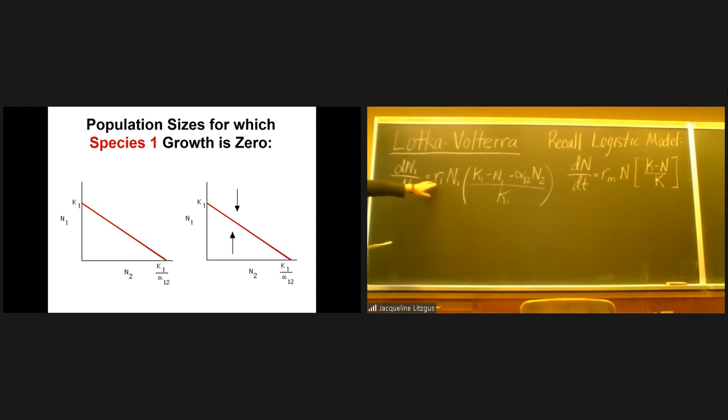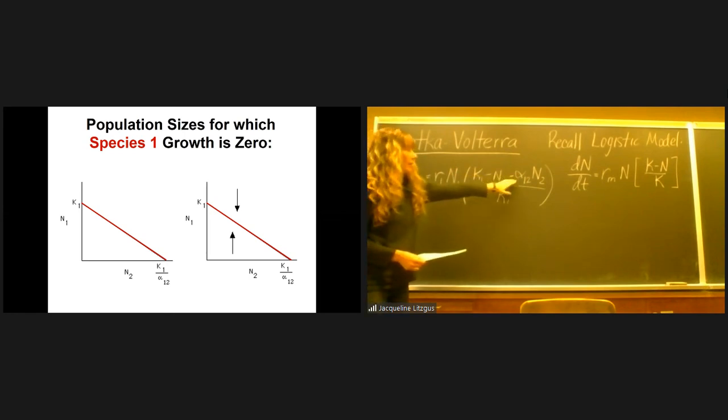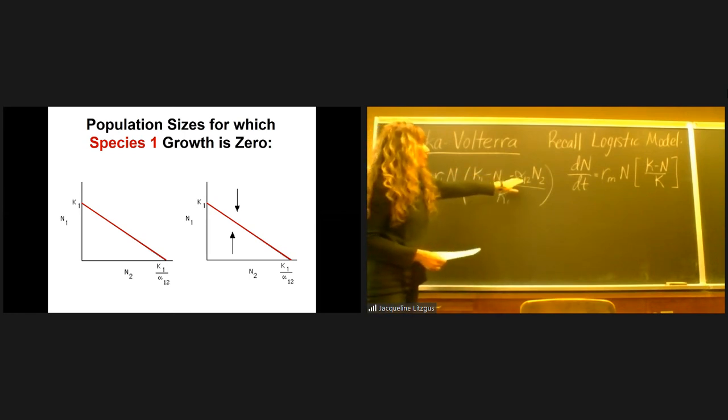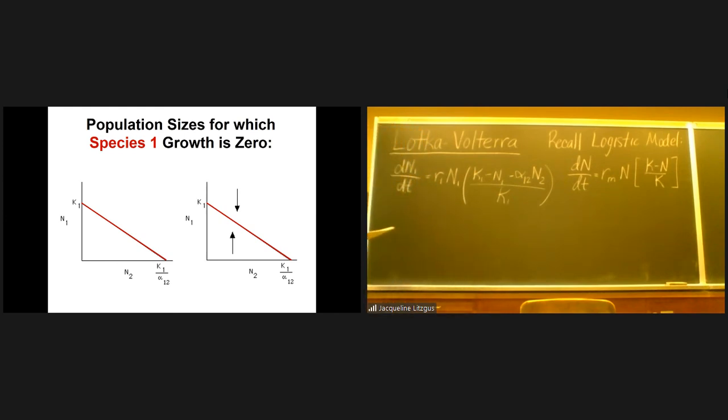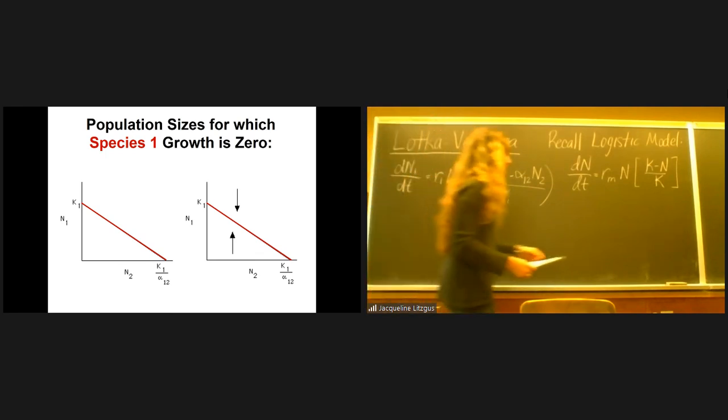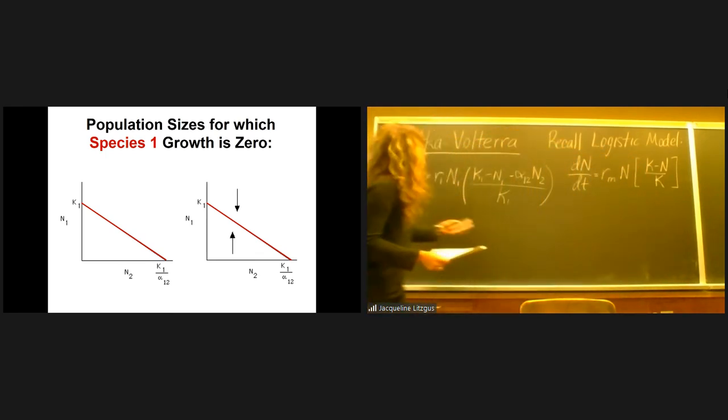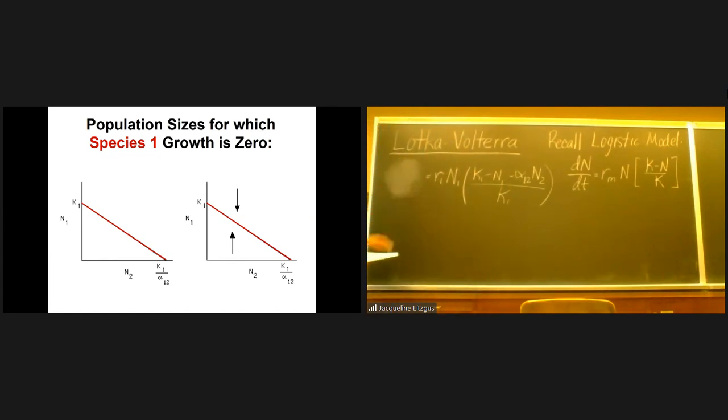So that's the growth equation for species 1: dN1 over dt equals r1 N1 times the density-dependent part, K1 minus N1 minus alpha 1,2 N2, over K1. Now, to figure out the population sizes for which species 1's growth is zero, we have to set this growth equation to zero. Because I have a blackboard, I can do this easily. I just erase this and set it to zero. That's the first step.